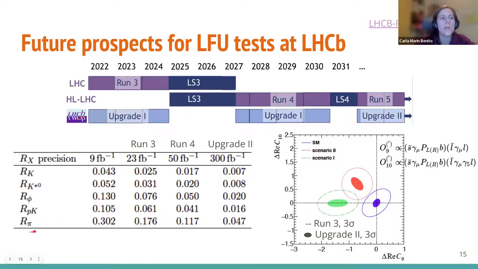Ah, you were asking about R pi? Yes, what is that ratio? Sorry, I didn't have the time to explain this. This would basically be the ratio of B to pi l l. This would be the b to d transition, which we haven't yet been able to test. So this is based on simulation. Okay, got it. Yes, this is based on the expectations. For this decay, we have observed the muon mode. B to pi mu mu has been observed at LHCb, but not the electron mode so far, but this is the expectation. Okay, I got it. We see it in other modes. Got it. Thanks.